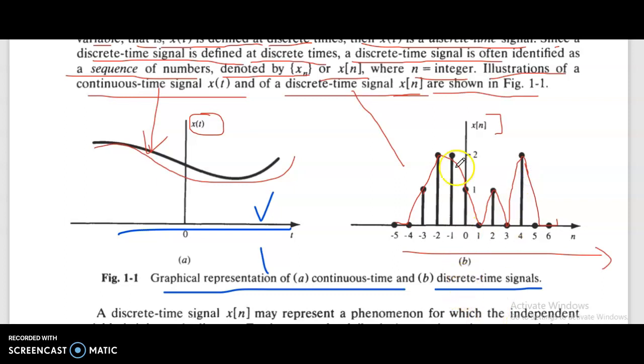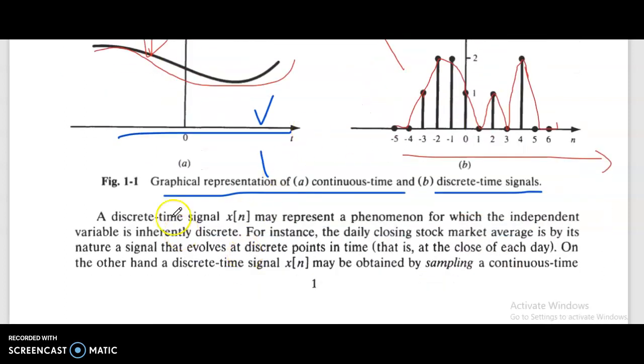So a discrete time signal x of n may represent a phenomenon for which the independent variable is inherently discrete. For instance, the daily closing stock market average is by its nature a signal that evolves at discrete points in time, that is, at the close of each day.